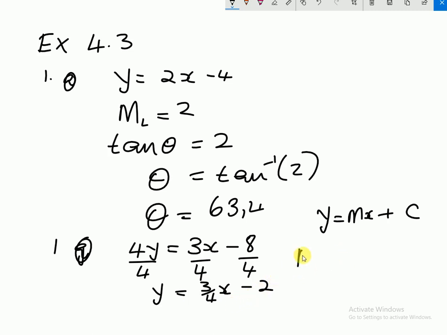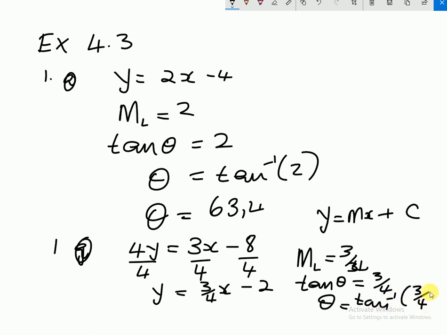So how much is the gradient? The gradient of this line is 3/4. Then the tangent of this angle is 3/4. Theta is equal to the second function of tan of 3/4. Then you do the same, ne? Second function of tan 3/4 is equal to 36. Theta is equal to 36,9 degrees.